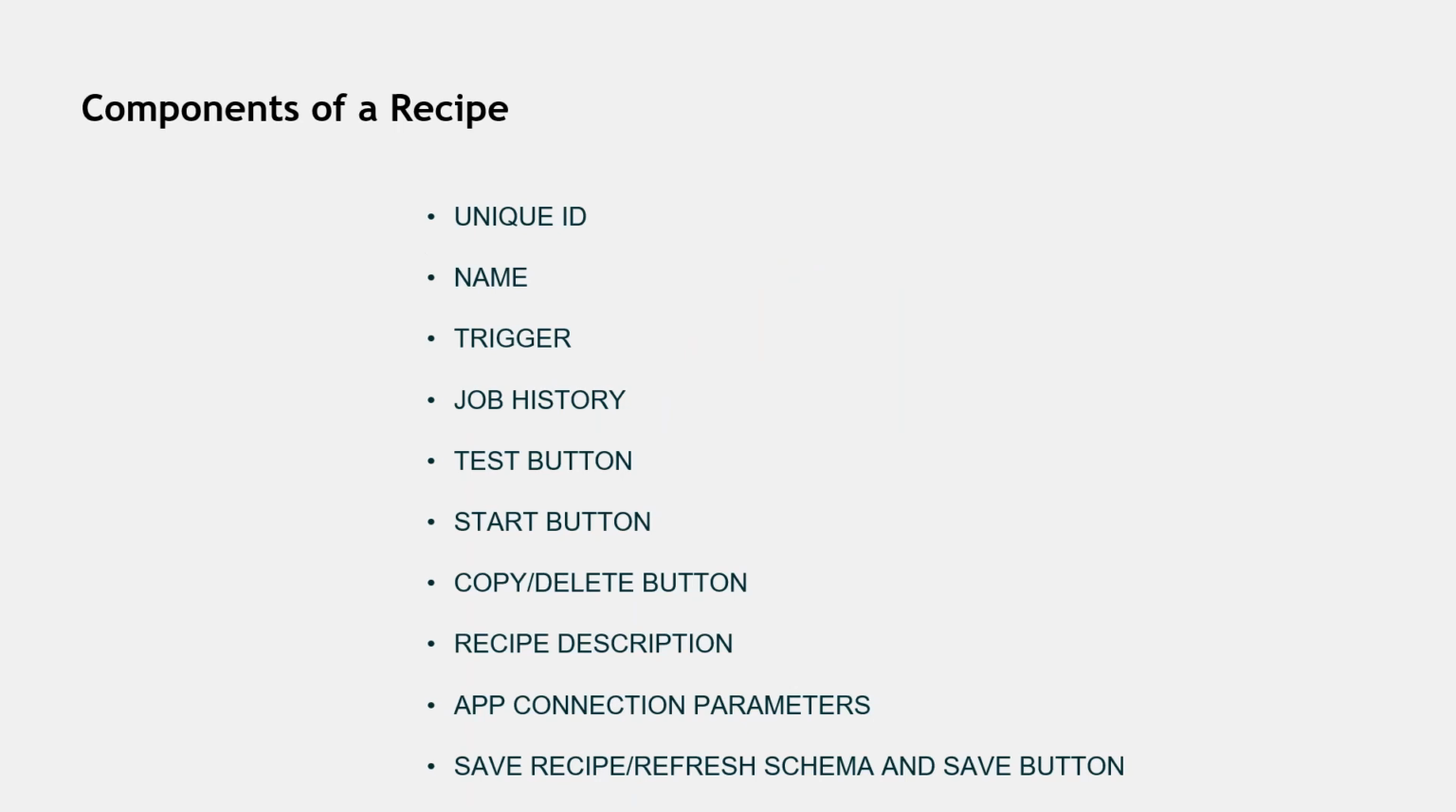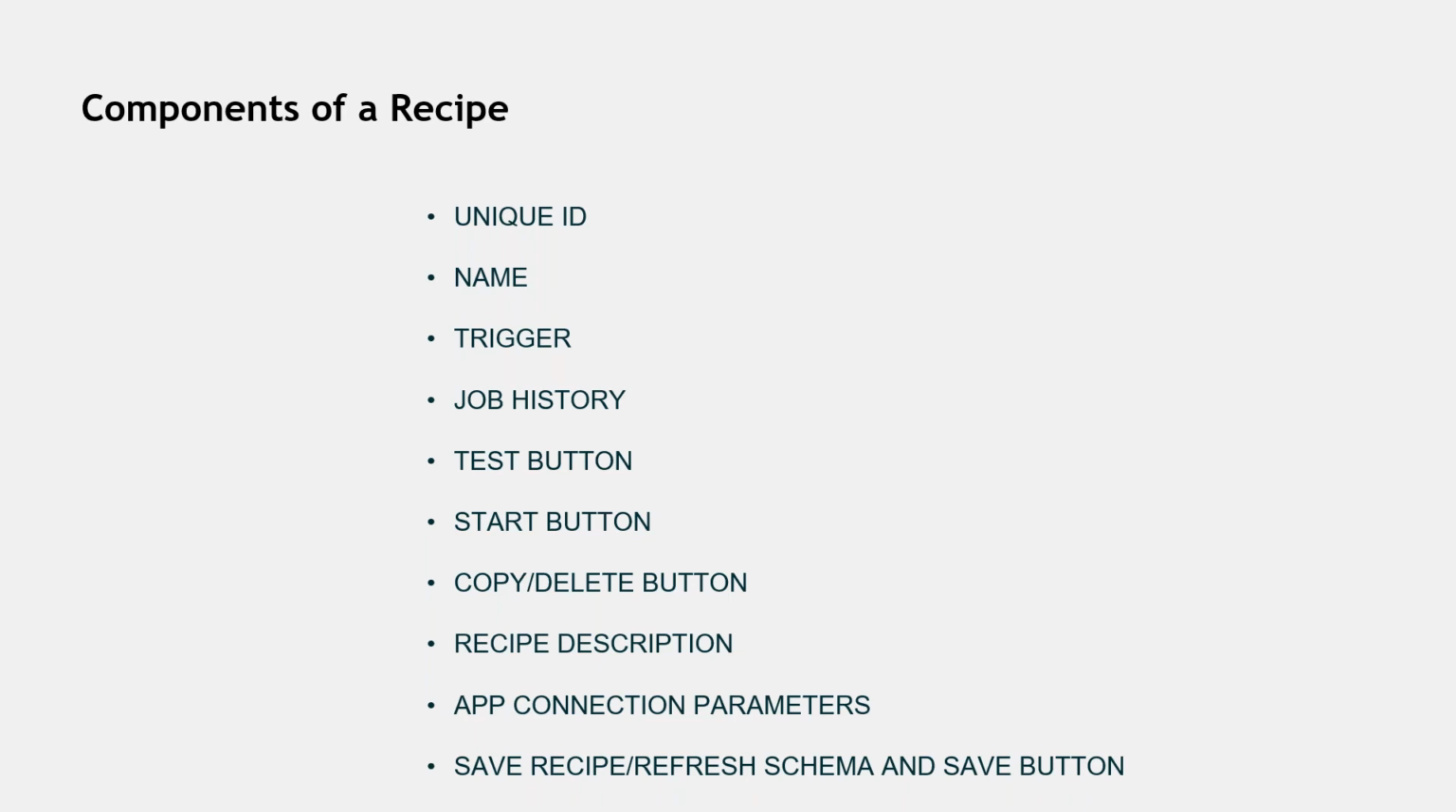Finally, components of a recipe and glossary of terms. Under components of a recipe, we see the unique ID, a unique number appended to your recipe, and a name, which is a title that can be modified. Trigger: one trigger specifies what event to look out for. Actions: one or more actions which take place when the trigger fires. Then we have job history, which exists when the recipe has processed at least one record.